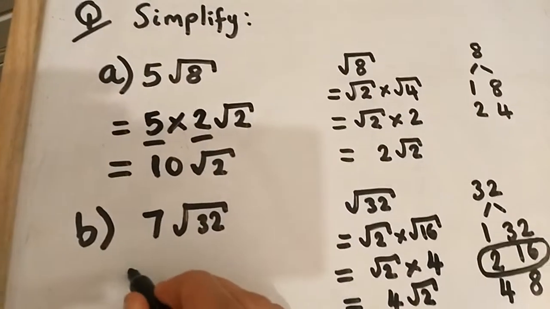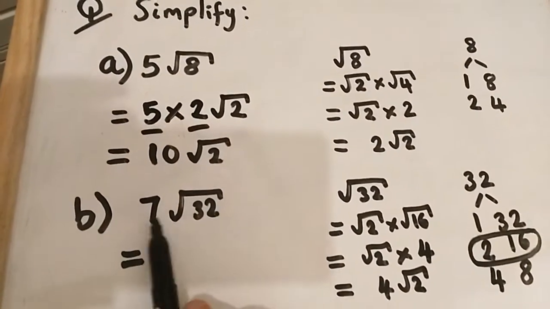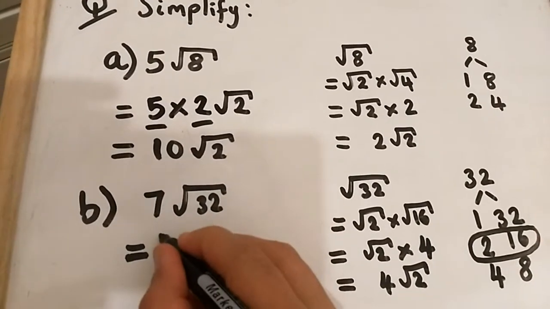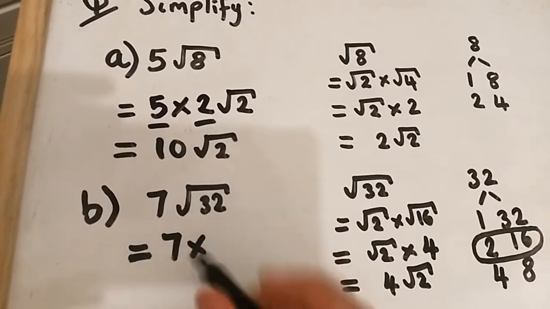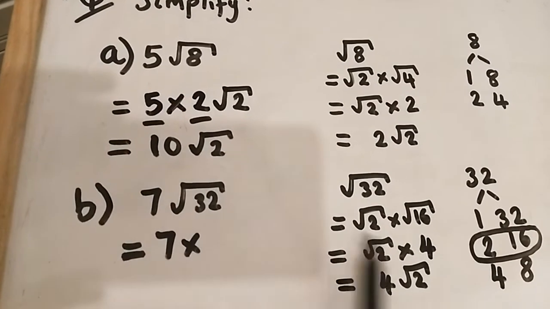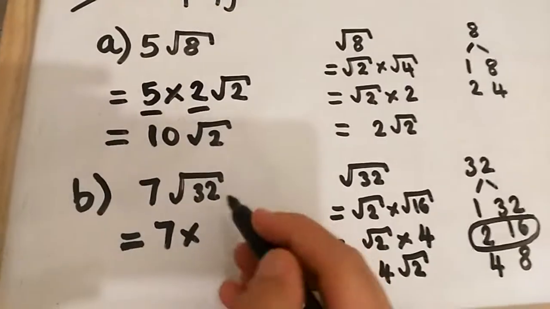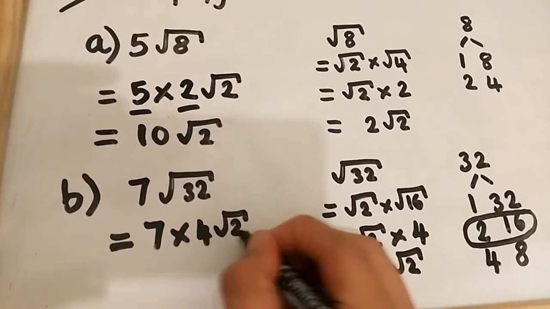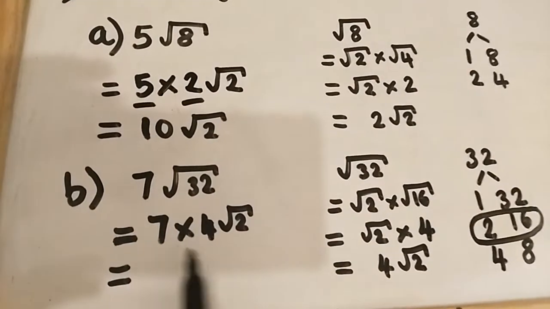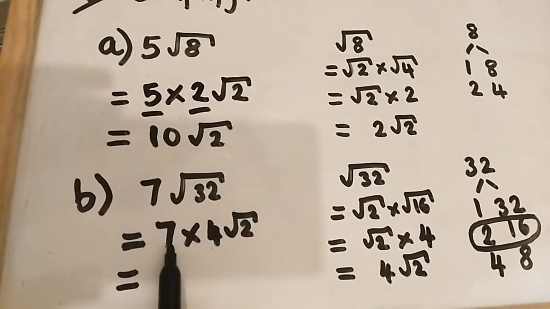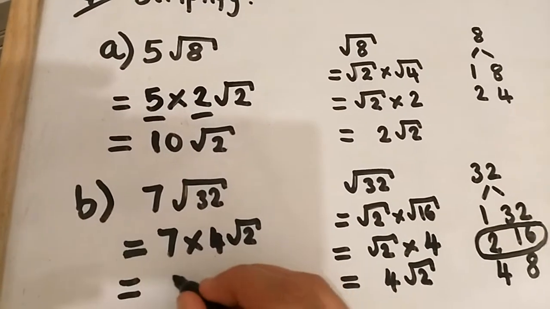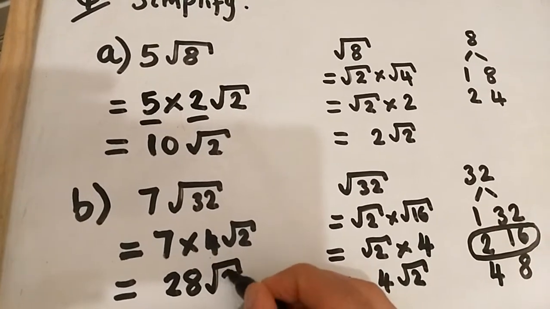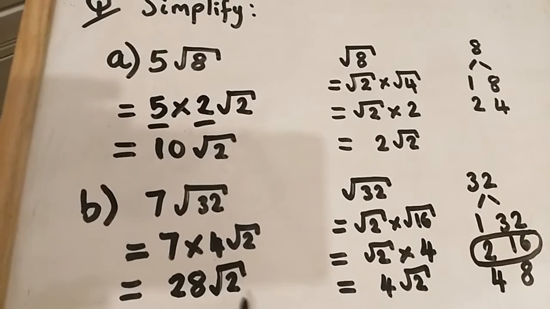Now we go back to the question. 7 root 32 just means 7 times root 32. So 7 times, now that root 32, I'm going to replace it by the 4 root 2. So replace it by its simplified form. Then we multiply the numbers that are not under the square root. So 7 times 4 is 28, and the root 2 stays there. So 28 times root 2.